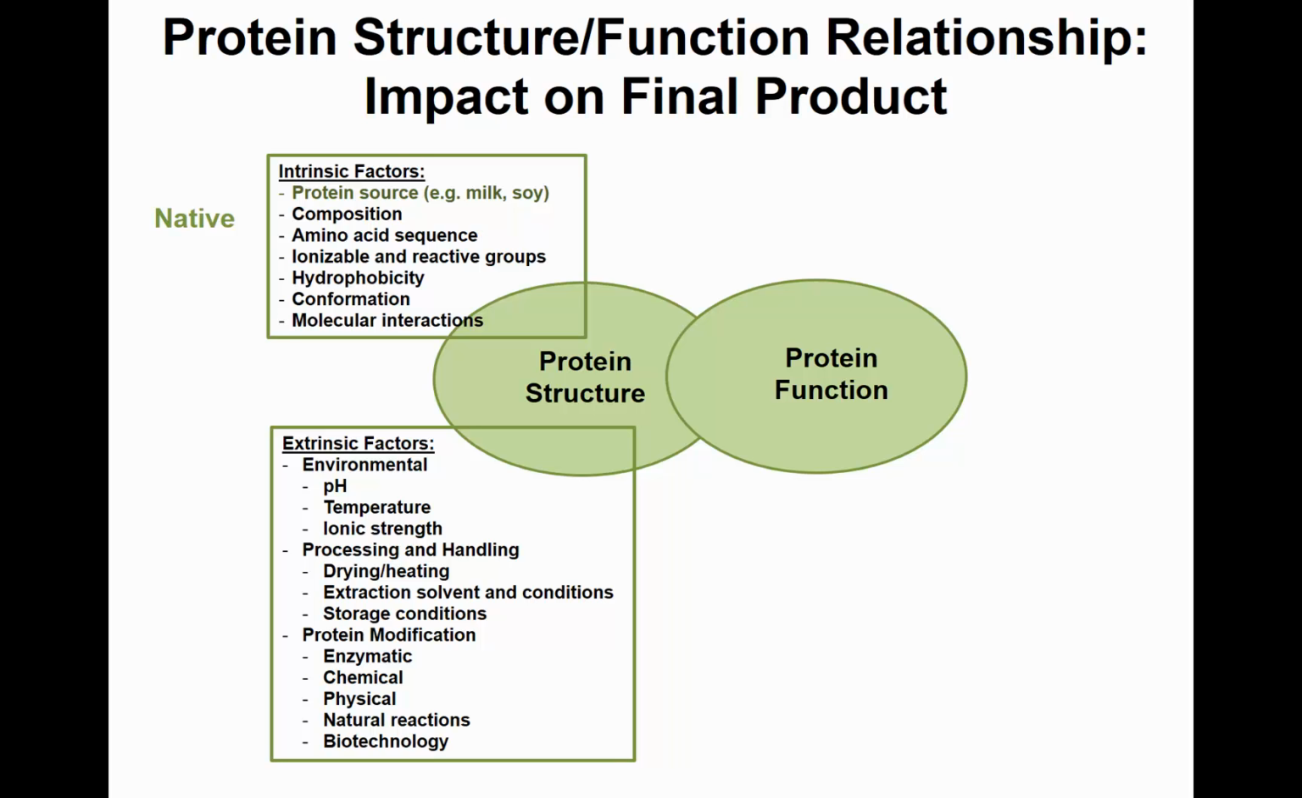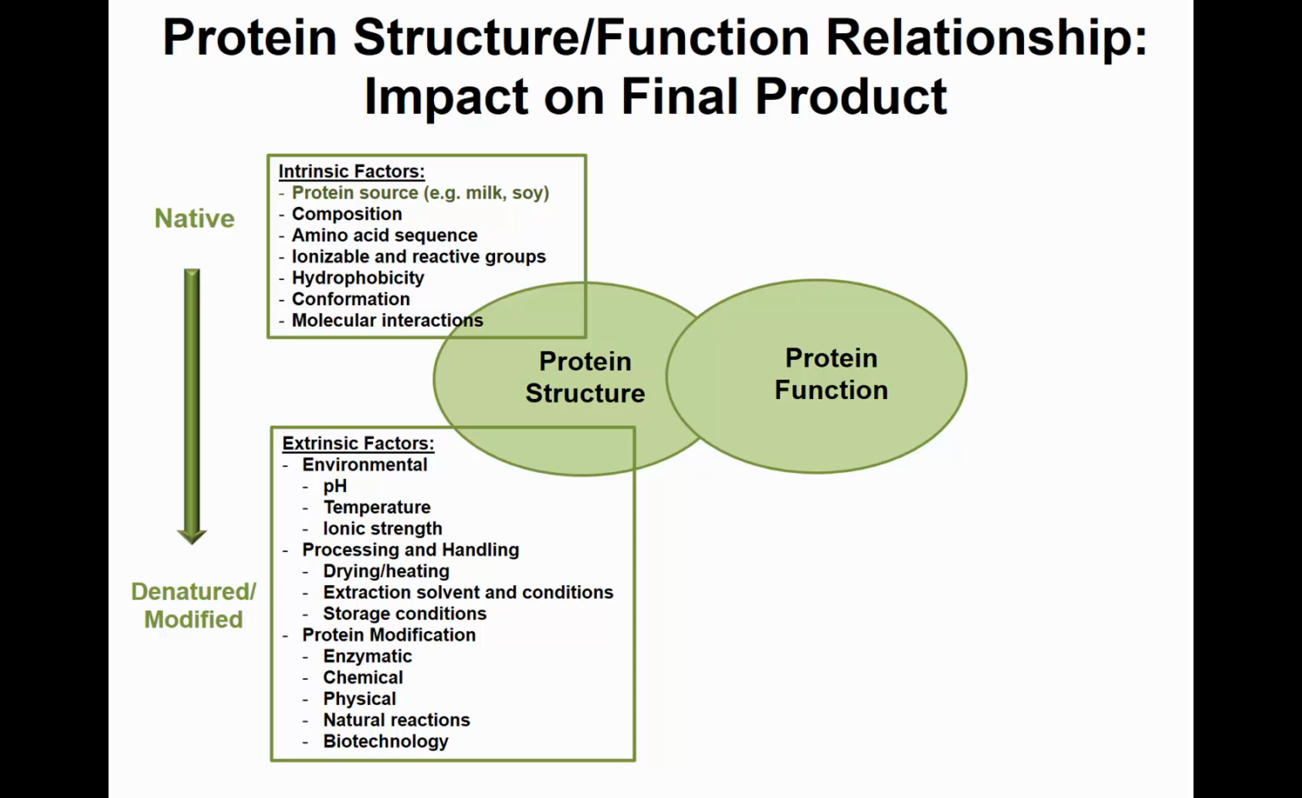And then, of course, this is the fun part. How do we modify the protein to make it better or worse? What caused protein to change in structure? We broke down the primary structure. We hydrolyzed it, broke the protein. Chemical modification, we added a functional group. Physical modification, we added high pressure. Natural reactions, Maillard reaction, Maillard glycation. Biotechnology, we interfered with God's will. We changed the genetics. So, native goes to denatured and modified.